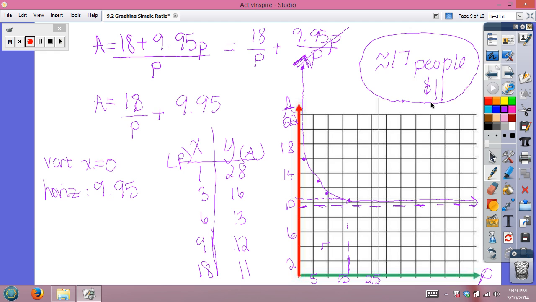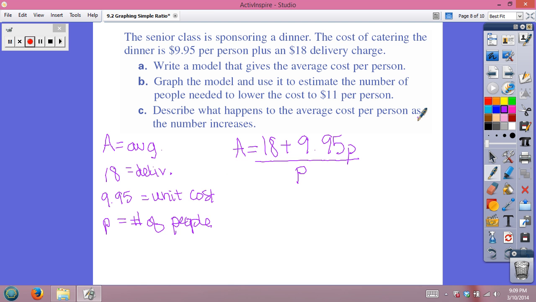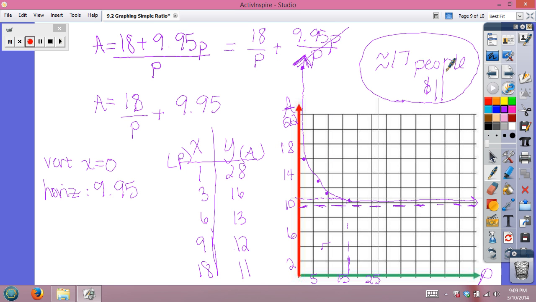And the last question asks us, describe what happens to the average cost per person as the number increases. So notice when we picked our points, as we increase the number of people, we're getting closer and closer to that $9.95. So that would be the answer. As we increase the number of people, the average cost per person decreases, and we get closer and closer to $9.95.